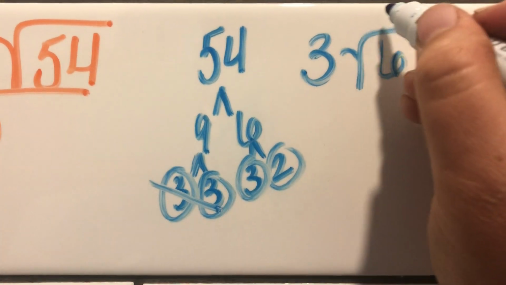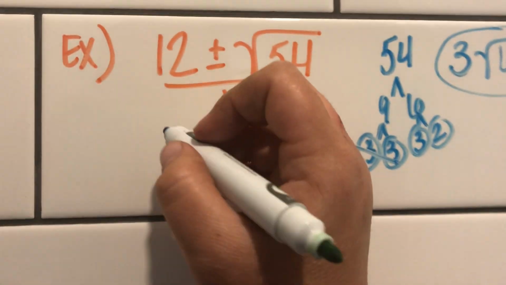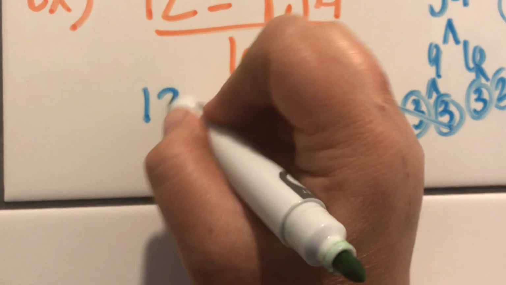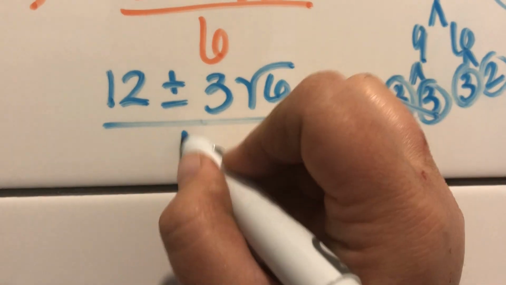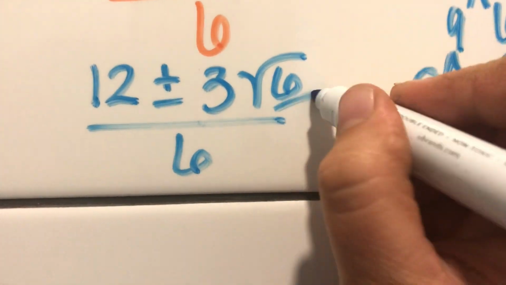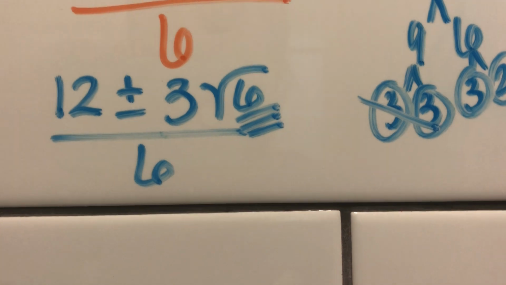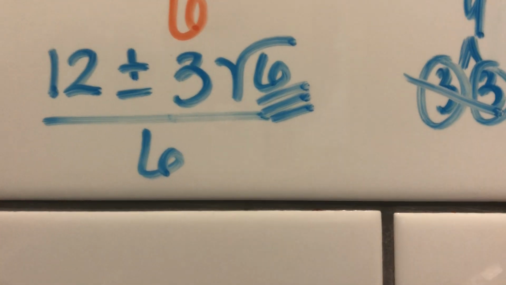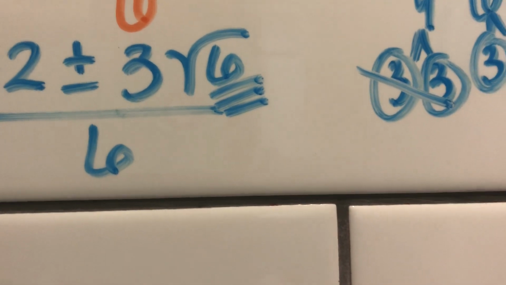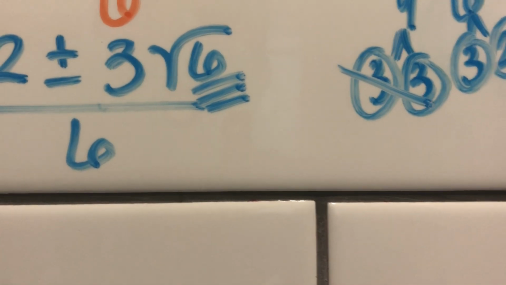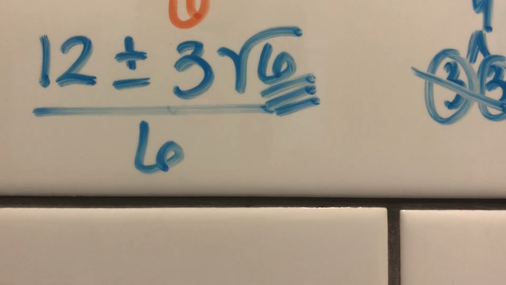So this is the square root of 54 simplified. I'm going to rewrite this radical expression using my simplified radical instead. So 3 root 6 over 6. Now remember, I cannot simplify what's under the radical. The value of what's under the radical is not 6. The square root of 6 is actually going to be somewhere in between 2 and 3, which you remember from estimating radicals, but the value is not 6, so we cannot simplify it.